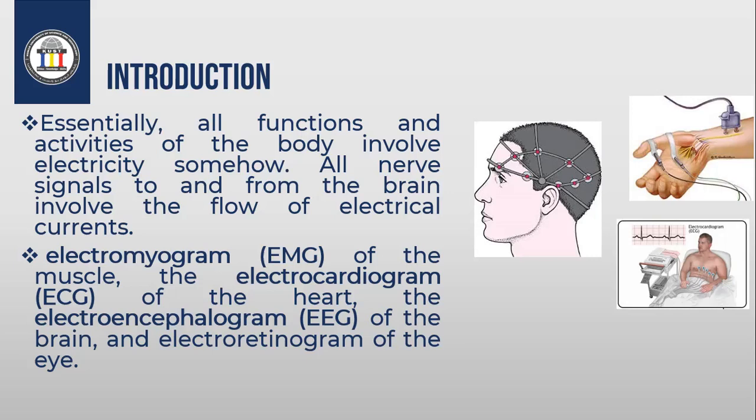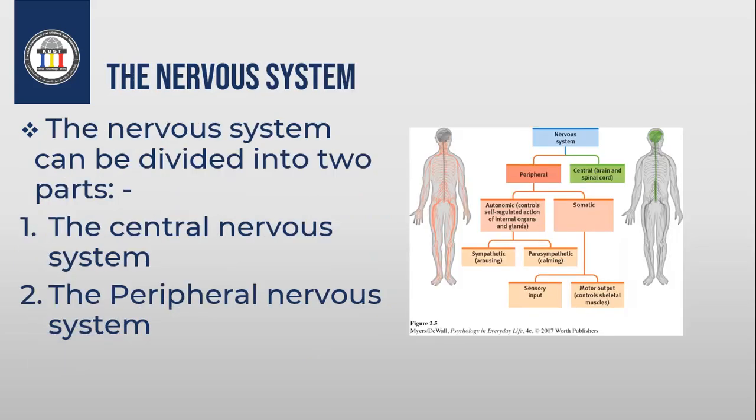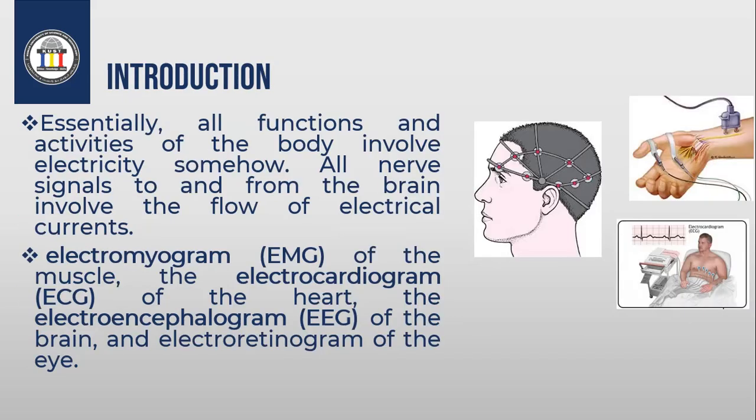To measure these electrical signals, we have 3 devices. You have the electromyogram, EMG, which measures the electrical signal coming from the muscle, and we have the electrocardiogram, ECG, which measures the electrical signal of the heart, and we have the electroencephalogram, EEG, which measures the electrical signal coming from the brain. Okay, and we have another one, the electroretinogram of the eye, but we will not mention it in the lecture. We will focus on these 3 devices.